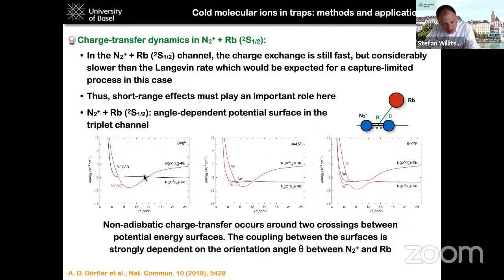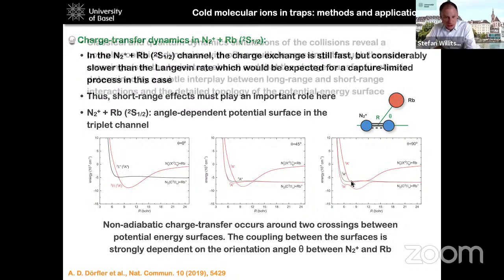And around these intersection points, again, we can have non-adiabatic charge transfer. However, what becomes important here compared to the atomic collision system is that we now also have an orientation dependence, namely, how the rubidium atom is oriented with respect to the nitrogen molecule when the two approach one another. And one can see that the couplings between these curves are strongly dependent on the orientation angle between the two collision partners.